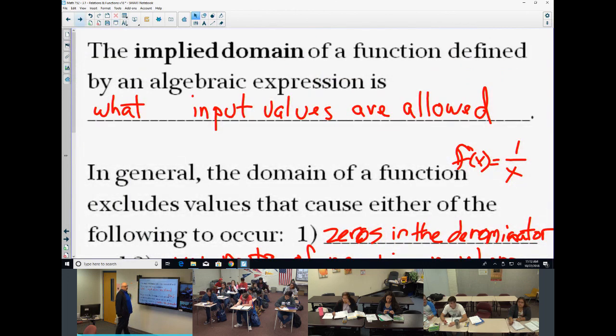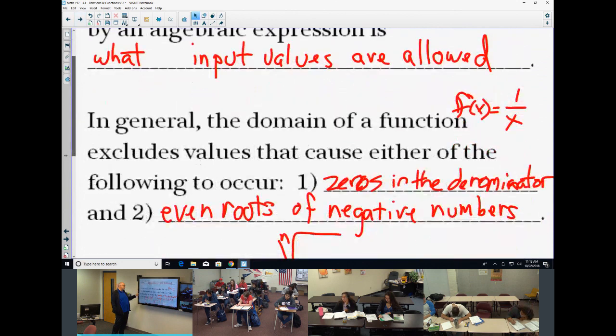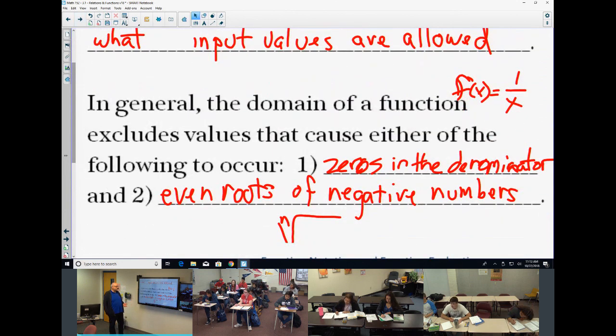All right, next is the idea of what's called the implied domain. The implied domain of a function defined by algebraic expressions is what the input values are allowed. Okay? So if I don't spell out the domain, then you just assume that, well, in general, the domain of a function excludes values that cause either of the following to occur. Number one, zeros in the denominator, or number two, even roots of negative numbers.